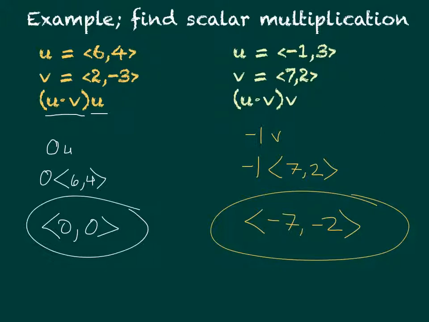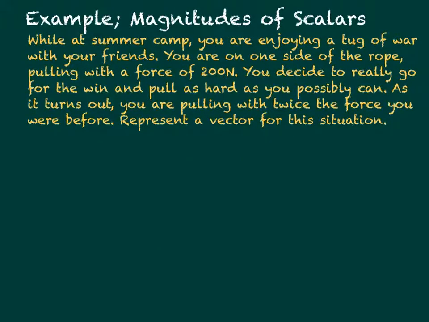Final answer. Now let's look at what magnitudes of vectors look like and how to find magnitudes of scalars and an easy way to do that. While at summer camp, you are enjoying a tug of war with your friends. You are on one side of the rope pulling with a force of 200 newtons. You decide to really go for the win and pull as hard as you possibly can. As it turns out, you are pulling with twice the force you were pulling before. So we want to represent this as a vector and understand what our new vector is going to be.